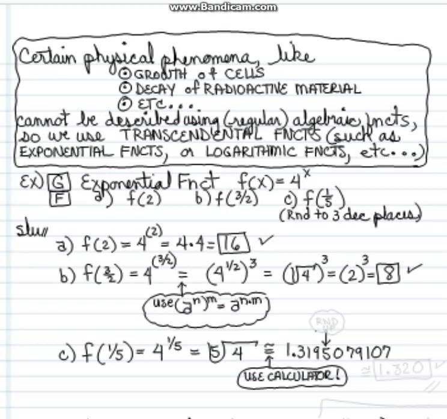Now remember the rounding law. It says if you have 0, 1, 2, 3, or 4, you round down. If you have 5, 6, 7, 8, or 9, you round up. This is a 5. We're going to round up, which means we're going to drop the 5 and everything after it and add 1 to the 9, which makes it 20 instead of 19. And our answer, rounded to 3 decimal places, is 1.320.